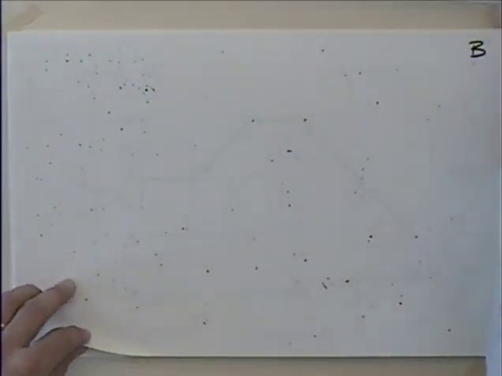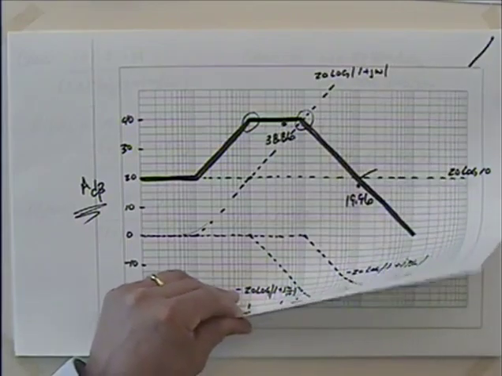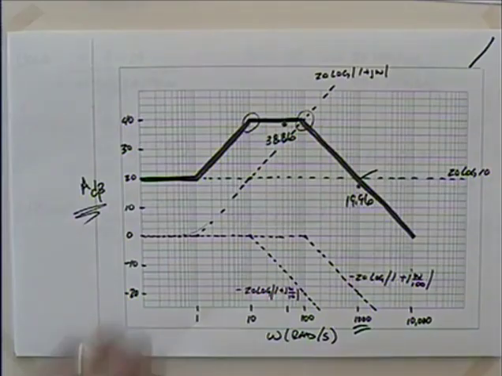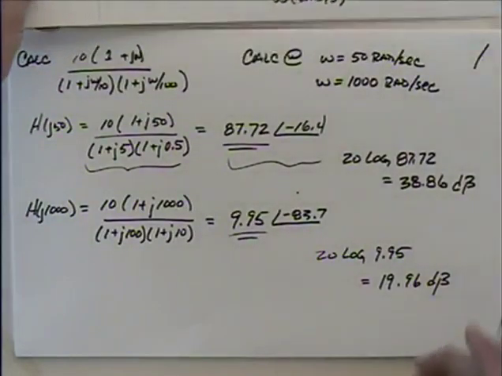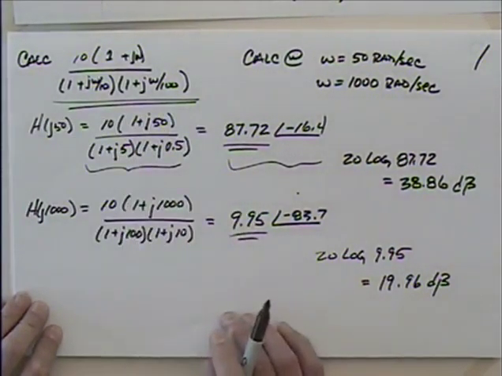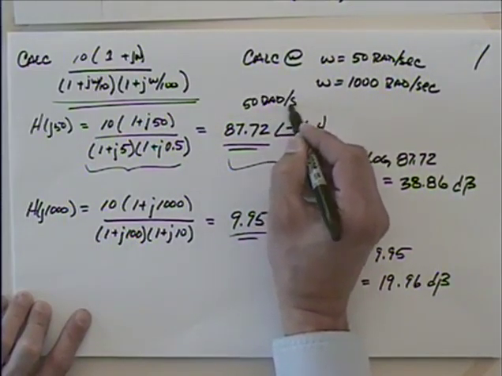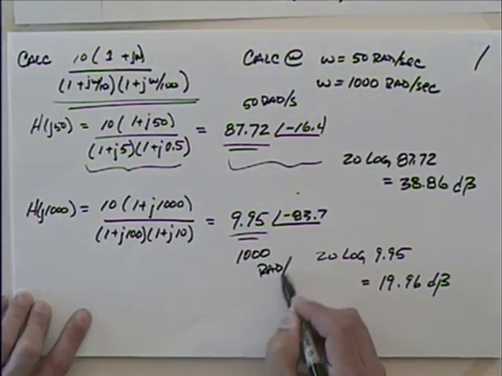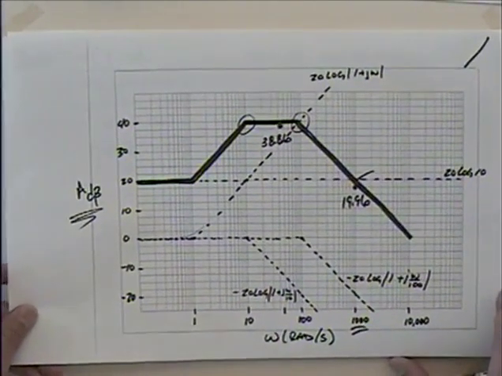Well, let's try a couple more of these, or I guess we'll go back to these pictures here. I think this is the one that we did last time, remember? And we actually went and looked at a couple values. We took the transfer function, which is fairly involved, and we evaluated it at 50 radians per second, and we evaluated it at 1,000 radians per second. We came up with these answers in decibel, and we plotted them on the graph there.